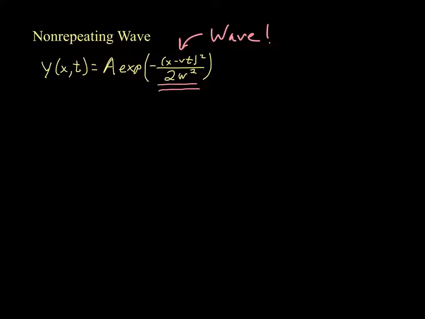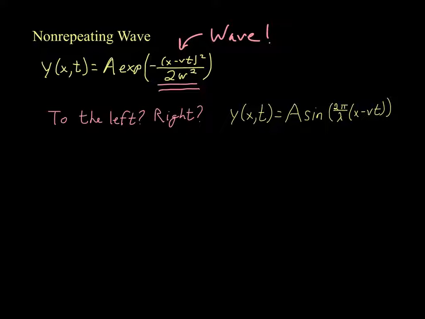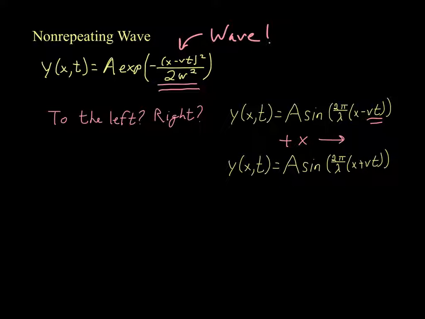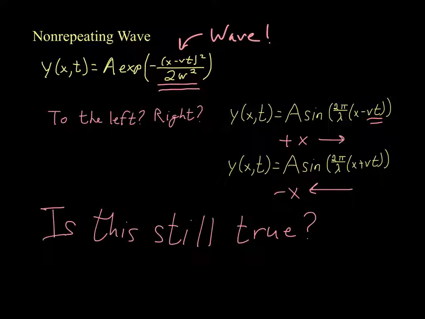So what we want to determine is which way does this wave travel. Now you've seen before that for sine waves, if you have x minus vt, then the wave is traveling in the positive x direction, whereas if it's x plus vt, it's traveling in the negative x direction. But is that true for non-repeating waves as well? We'll explore that right now.